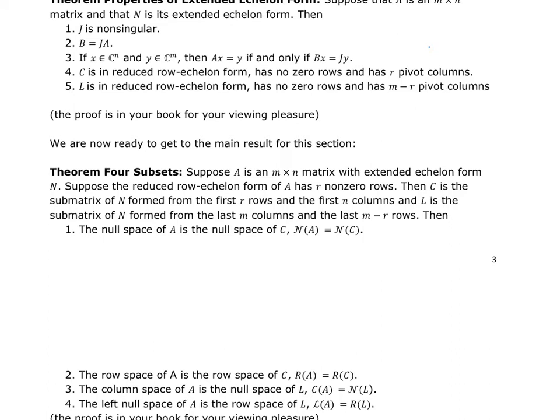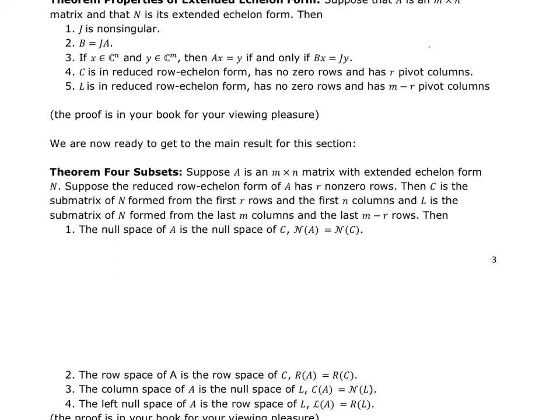What we get from this, so now we're ready to really talk about where we are and what we're trying to do, is suppose A is an n by n matrix with extended echelon form N. Suppose the reduced row echelon form of A has R non-zero rows. Then C is the submatrix of N formed by the first R rows and n columns, and L is the submatrix of N formed by the last m columns and the last m minus R rows. Then, this is what we get. These are the important things.